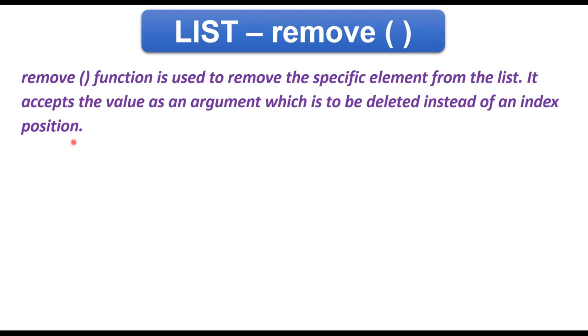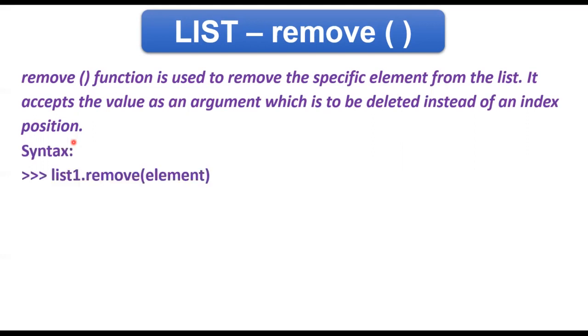So in our previous videos, we have learned that del and pop, these two functions, accept the index position as an argument from where the element is to be removed or deleted. But the remove function works in an opposite manner. It accepts the element which is to be deleted as an argument.